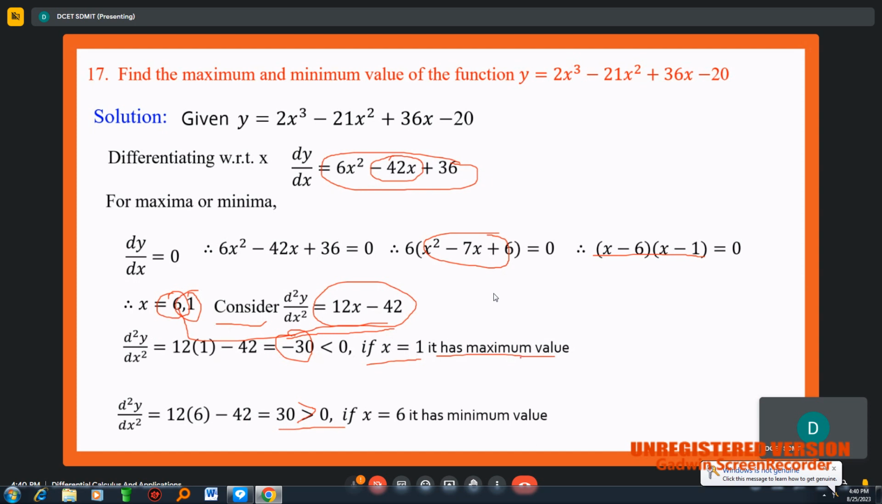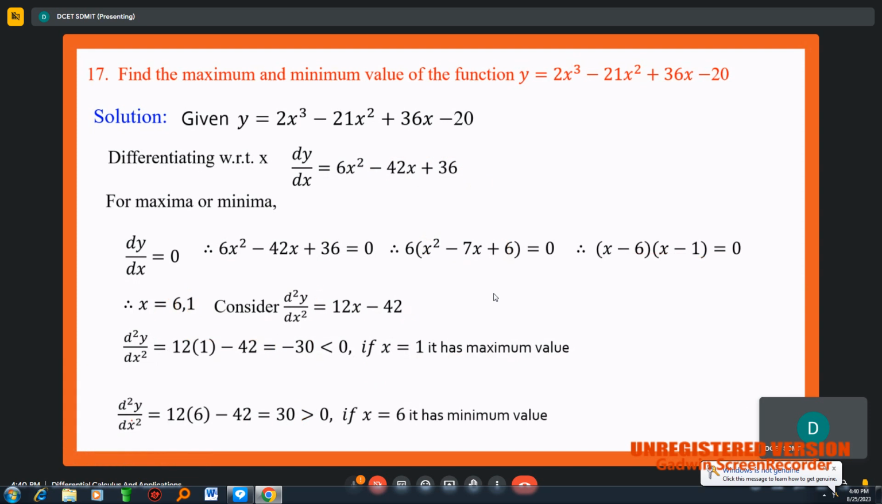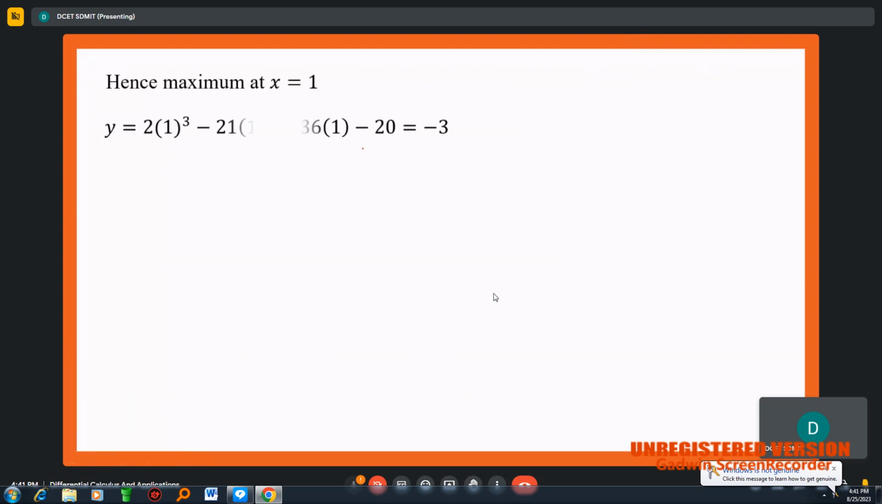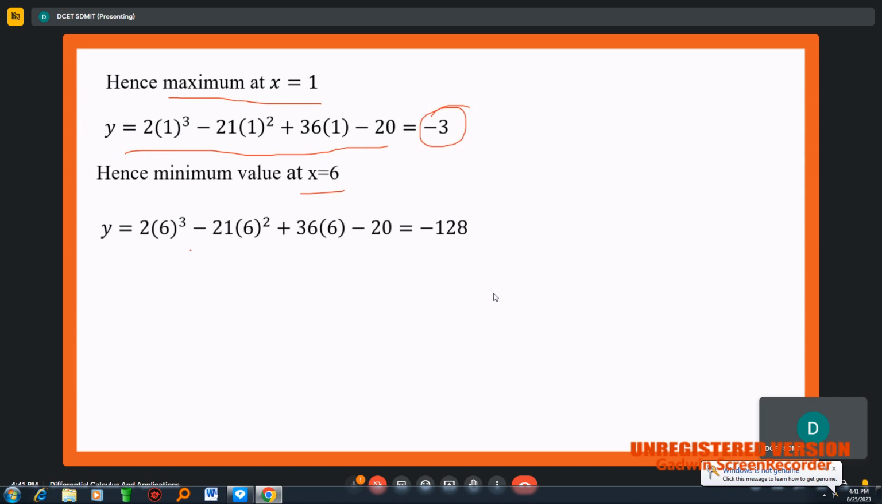Now after finding the maximum point and minimum point, we have to find out the maximum value and minimum value. When we are getting maximum value and minimum value, maximum point we have to substitute in the given function, then we are getting a value, that value is maximum value. Minimum point ಅನ್ನು ಕೊಟ್ಟ ಫಂಕ್ಷನ್ ಗೆ ಸಬ್ಸ್ಟಿಟ್ಯೂಷನ್ ಮಾಡಿದಾಗ ಮಿನಿಮಮ್ ವ್ಯಾಲ್ಯೂ ನಮಗೆ ಸಿಗ್ತದೆ. See here. Hence maximum at x is equal to 1, ಕೊಟ್ಟ ಫಂಕ್ಷನ್ ಗೆ x is 1 ಹಾಕಿದಾಗ minus 3 ಸಿಕ್ಕಿತ್ತು. x is equal to 6, ಕೊಟ್ಟ ಫಂಕ್ಷನ್ ಗೆ ಹಾಕಿದಾಗ minus 128 ಸಿಕ್ಕಿತ್ತು. This is the minimum value, this is the maximum value.